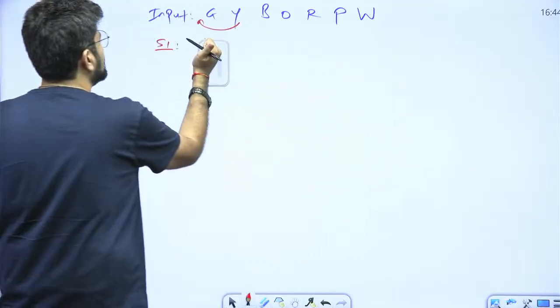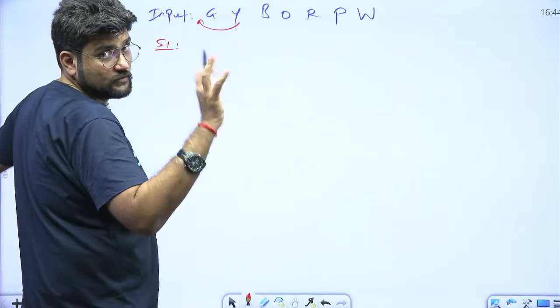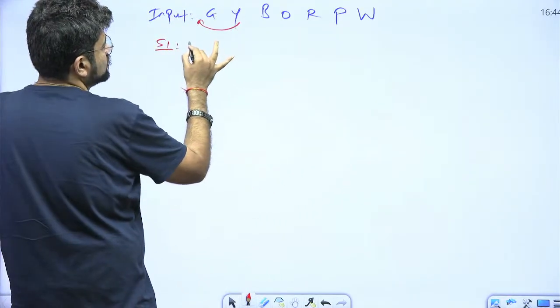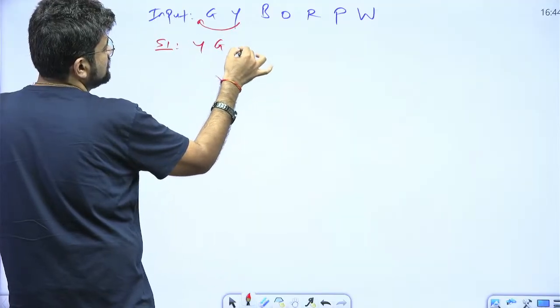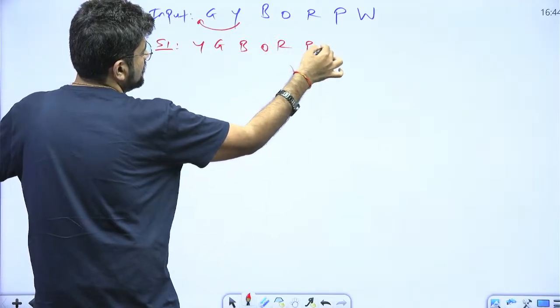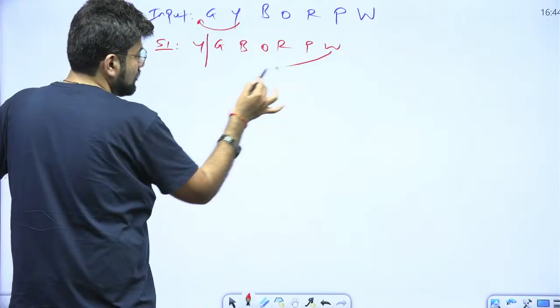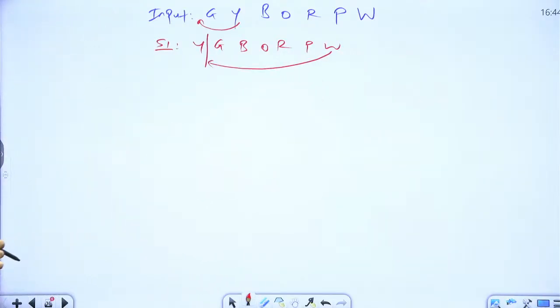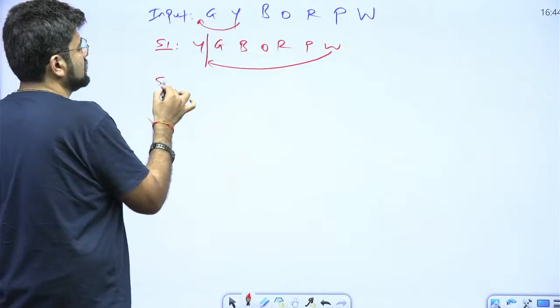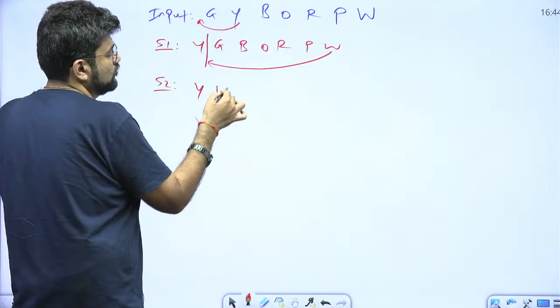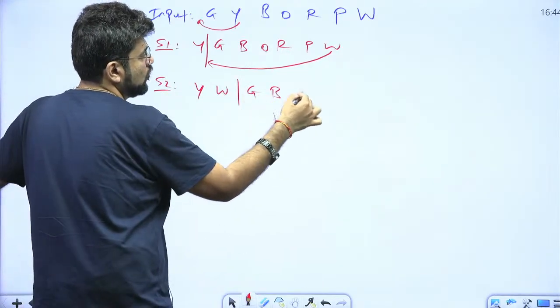In banking, some questions are specifically based on the order, so there it is helpful. So Y will come in front. So we'll have Y, G, B, O, R, P, W. Push back. Now the next one is W. This W is going to come after Y. So step 2 is Y, W, push back, G, B, O, R, P.